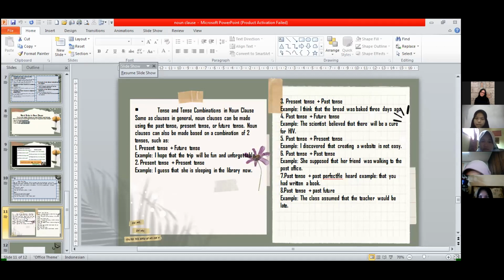Number 7, past tense and past perfect. For example, he heard that you had written a book. Number 8, past tense and past future. For example, the class assumed that the teacher would be late.